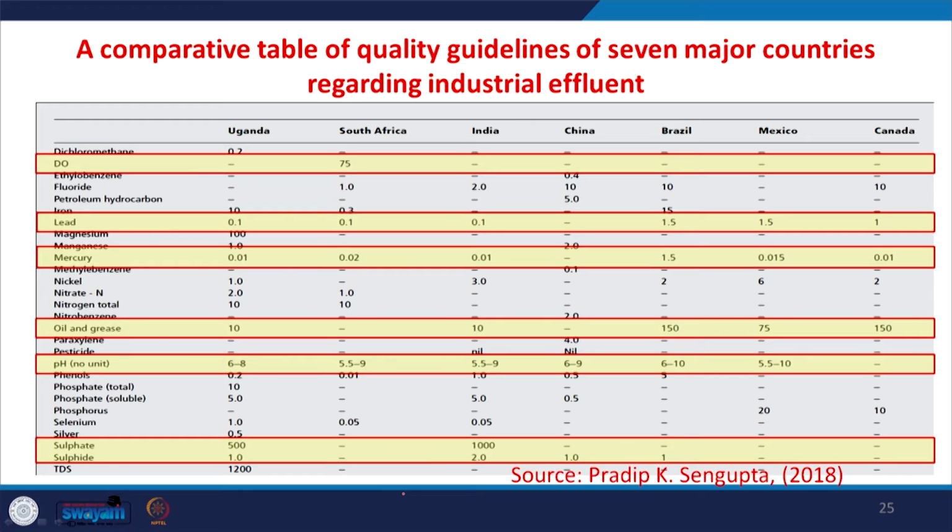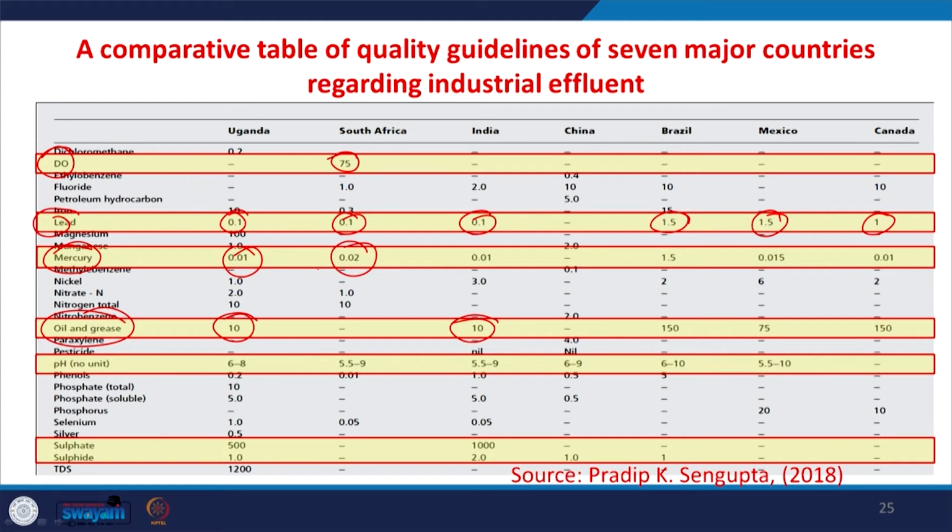Similarly, if we talk about dissolved oxygen, in South Africa it is 75. Now, if we take lead, in Uganda 0.1, South Africa 0.1, Indian context 0.1, whereas in Brazil 1.5, Mexico 1.5 and Canada 1. If we take oil and grease, it is 10 milligram per liter in Uganda, and in the Indian context it is 10 milligram per liter. Now, if we talk about mercury, it is 0.01 milligram per liter in Uganda.